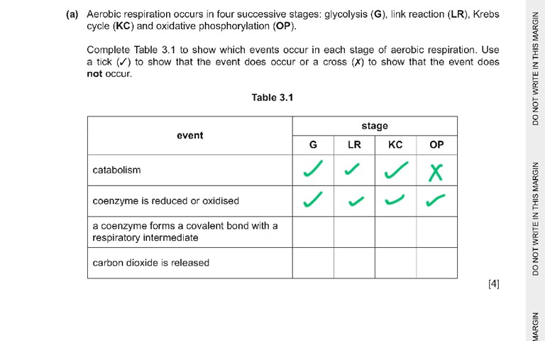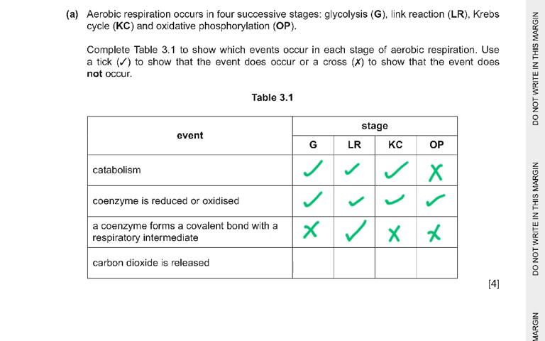Then, a coenzyme forms a covalent bond with a respiratory intermediate. Now that does not happen in glycolysis. It happens in the link reaction, and then it does not happen in the Krebs cycle, and it does not happen in oxidative phosphorylation. So the coenzyme forms a covalent bond with a respiratory intermediate.